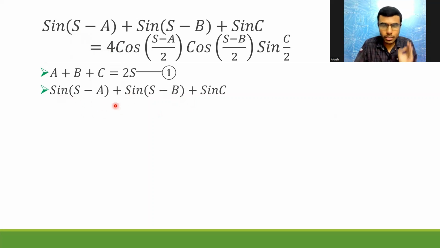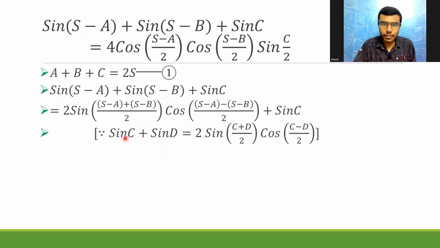Now for the first two terms, if you see, this is of the form sine C plus sine D. What is sine C plus sine D? It's nothing but 2 sine C plus D by 2 cos C minus D by 2. So this I can write like this because of the formula. Now if you observe, in place of C and D, I just have S minus A and S minus B. That's why sine S minus A plus sine S minus B is nothing but 2 sine S minus A plus S minus B by 2 cos S minus A minus S minus B by 2. Then plus sine C is as it is.